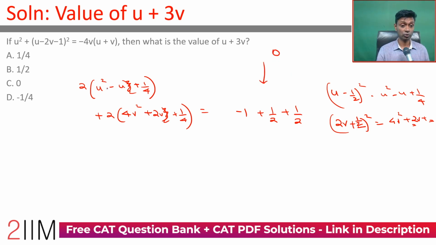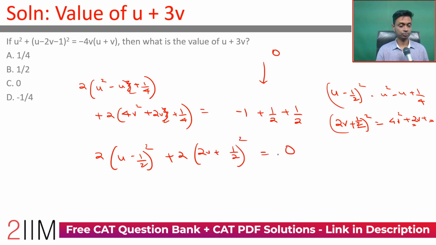You'll see why. This is nothing but 2 times u minus half the whole square plus 2 times 2v plus half the whole square equal to 0. Something square plus something square is 0. A square cannot be negative. That means this is equal to 0. This is equal to 0. Or u is half. 2v is minus half. v is minus 1 by 4.